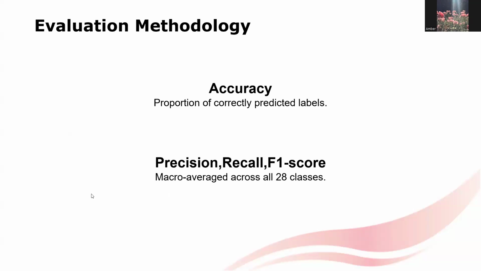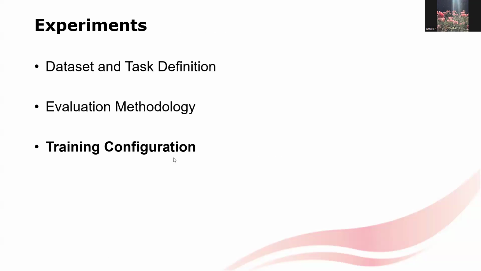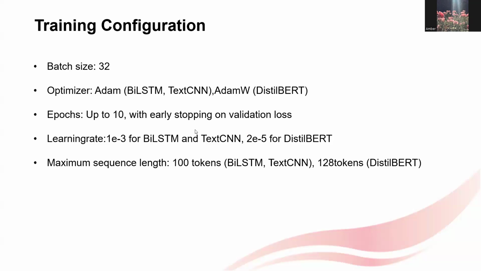To compare models fairly, we use standard metrics. Accuracy is how often the model got it right. Precision, recall, and F1 score, all micro averaged to account for class imbalance. Micro-averaging means we treat each sample equally, regardless of which class it belongs to. This is the training configuration of our experiment.